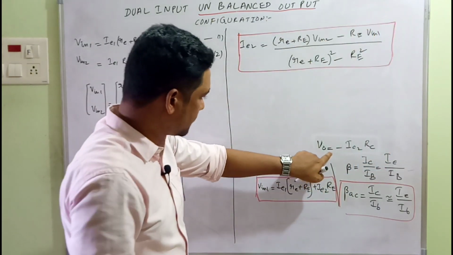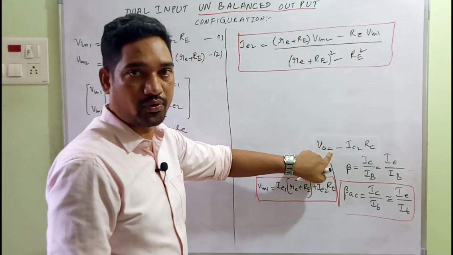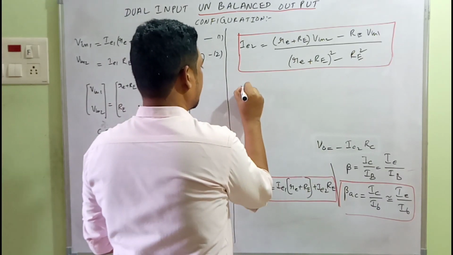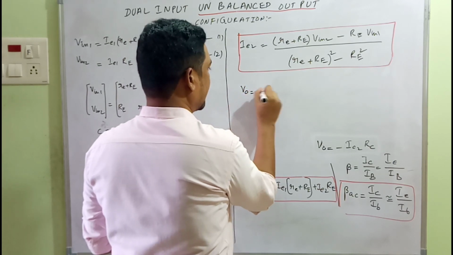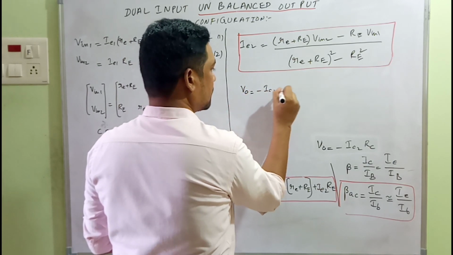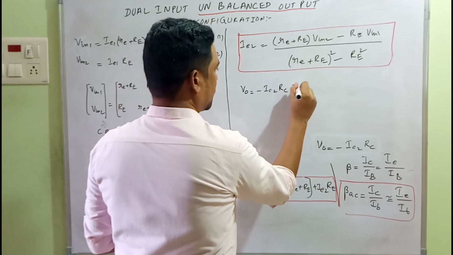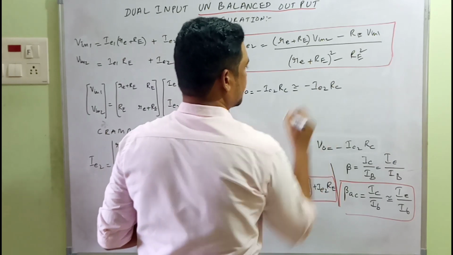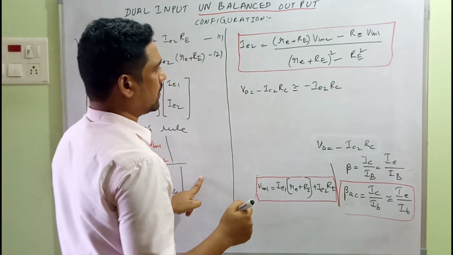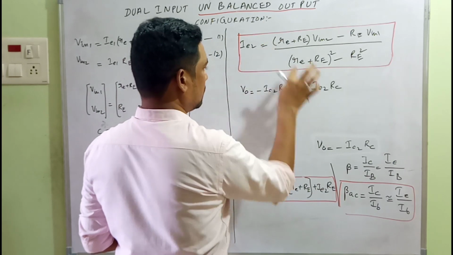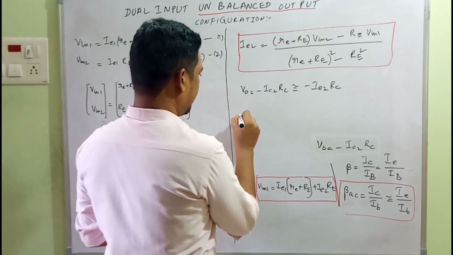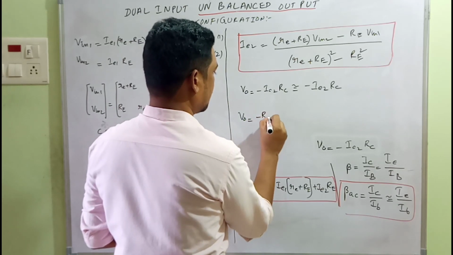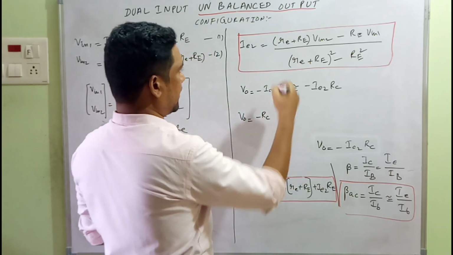And considering this one, which I've written in the beginning itself, the output voltage. So going back to that one, what will be V0? V0 will be equal to minus IC2 RC, which is approximately equal to minus IE2 RC. So plugging in the value of IE2 in this expression, V0 will be equal to minus of RC and IE2 as it is.